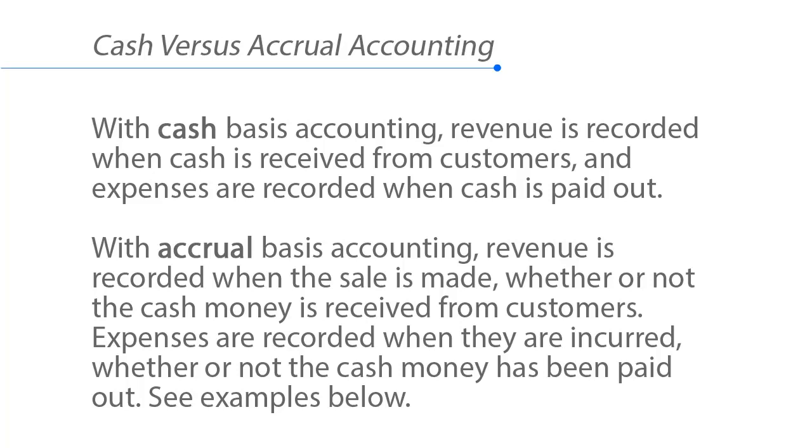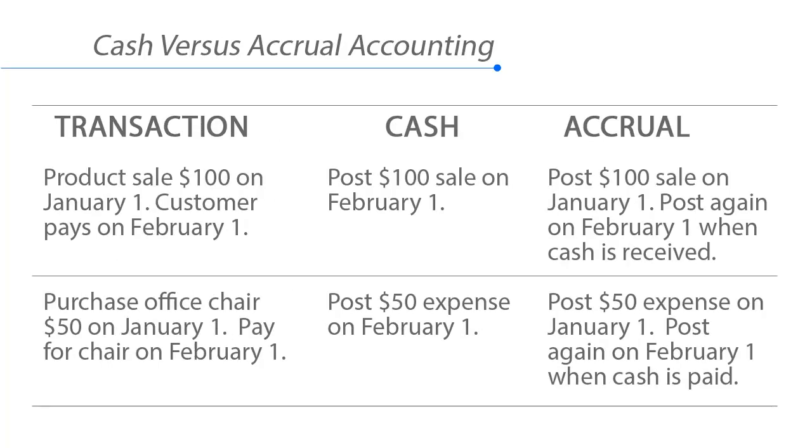Let's check out some examples. So let's say the transaction is that the business makes a sale of a product for $100 on January 1st. But the customer doesn't pay on January 1st. In many business transactions, the customer is not required to pay the moment they make the purchase or receive the product. Sometimes they're given some time to pay. So in this case, the customer paid 1 month after they actually purchased the product.